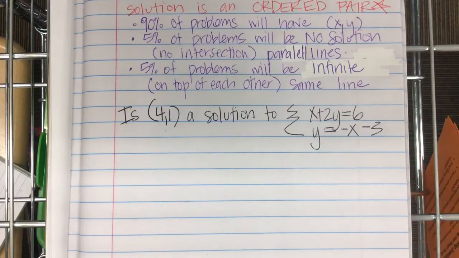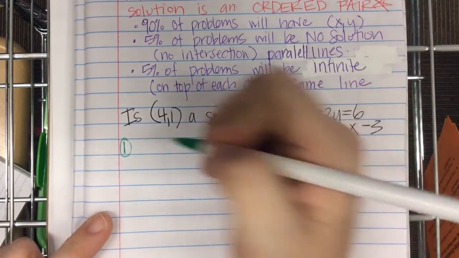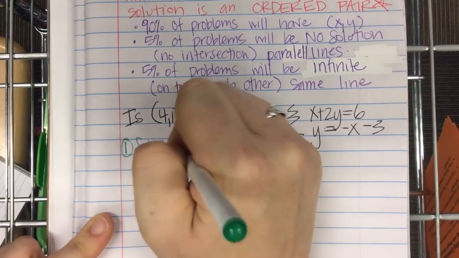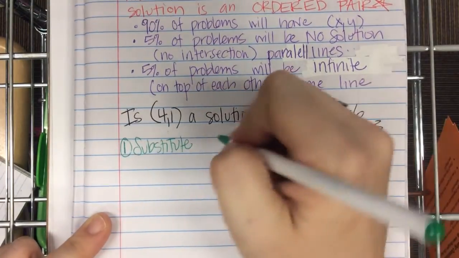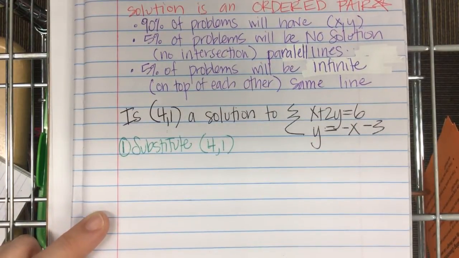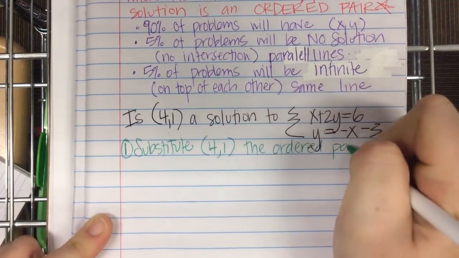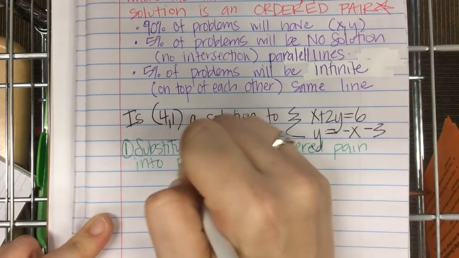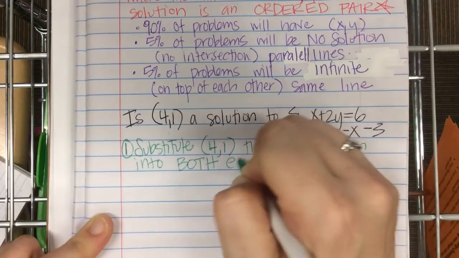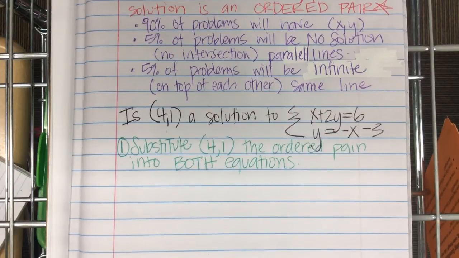So to do these problems, it's super easy. You don't need to graph. Substitute 4, 1, or whatever it is, the ordered pair, into both equations. Your calculator is going to be your best friend, or mental math is going to be your best friend at this point in time.